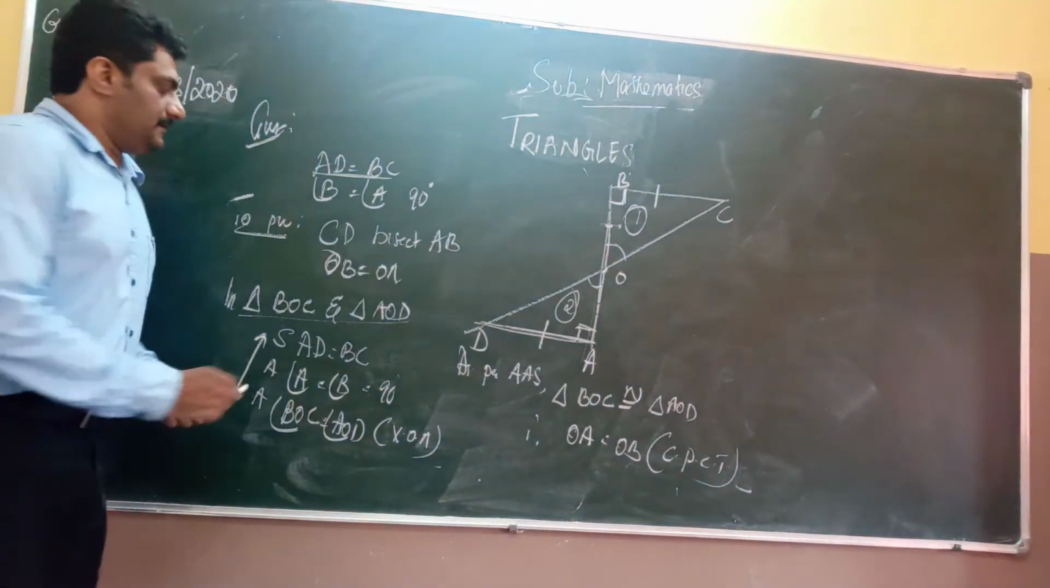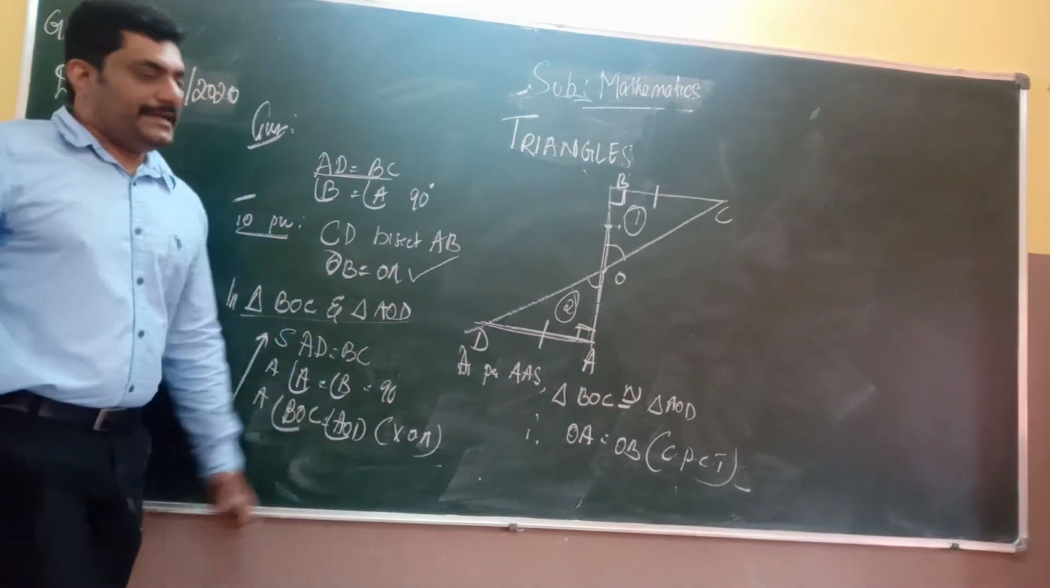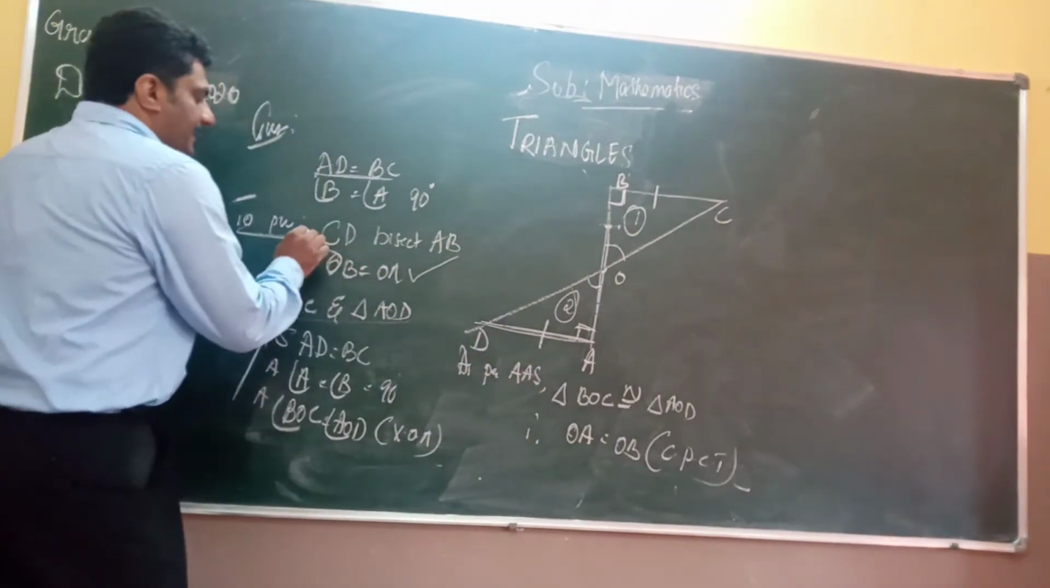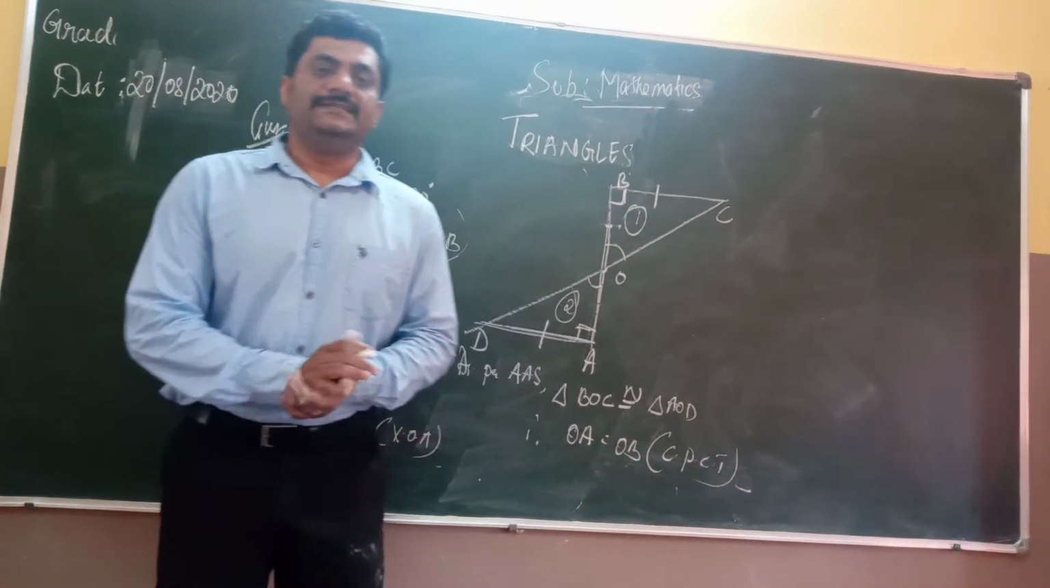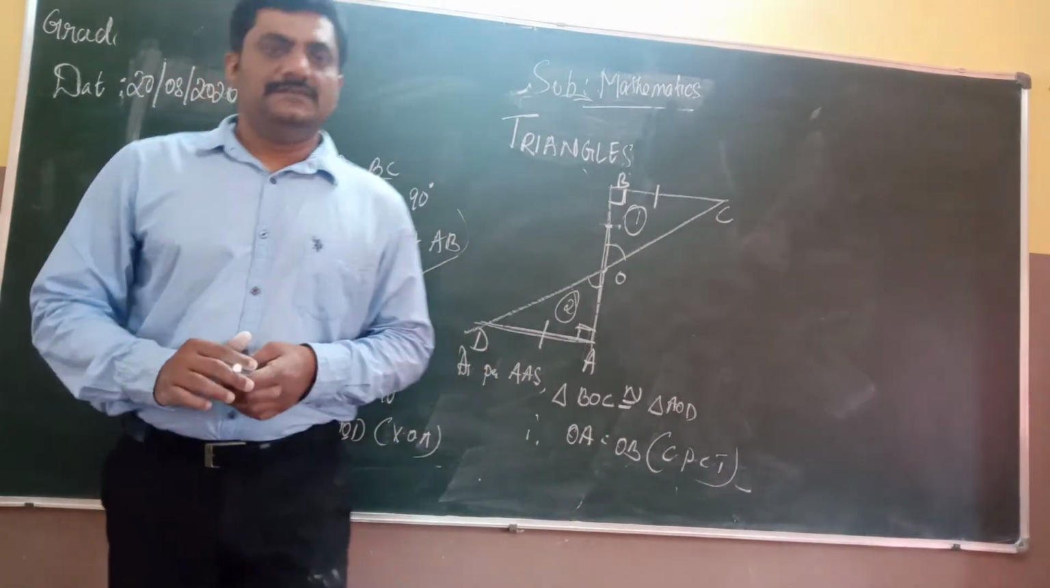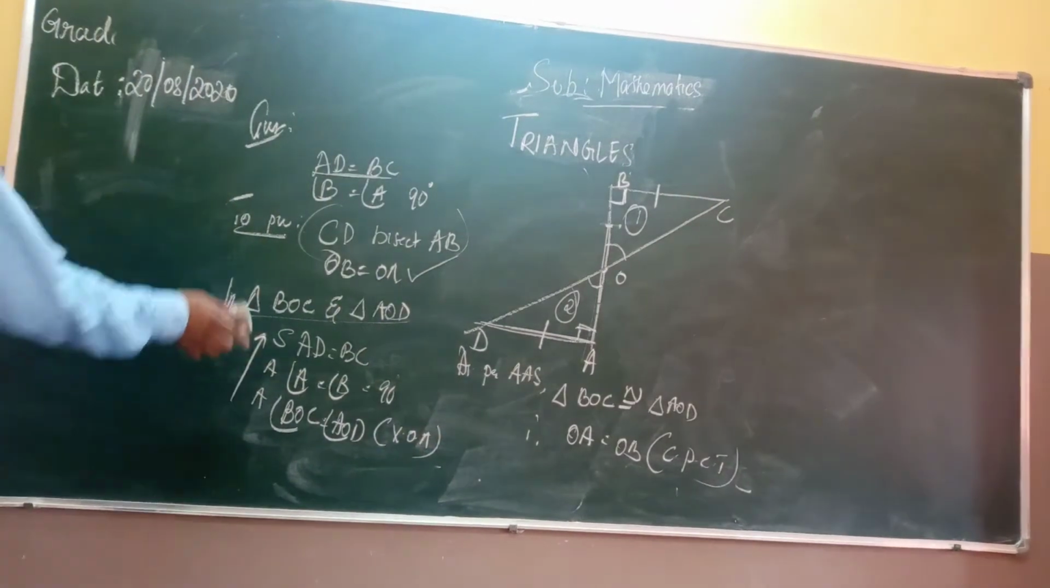See here. This is what we have to prove. And also you can conclude the statement. Therefore, CD bisects AB. This also you can do. Understood? Just copy this.